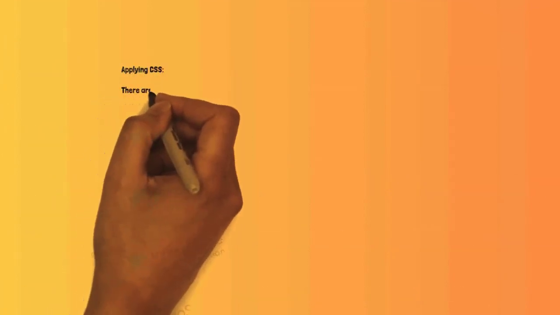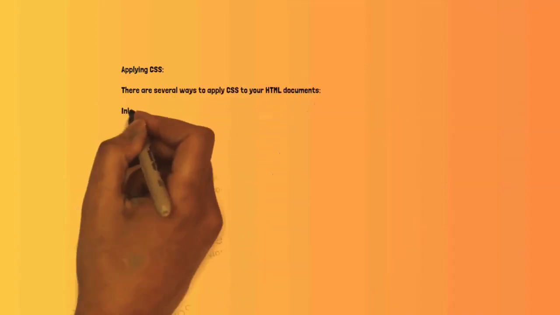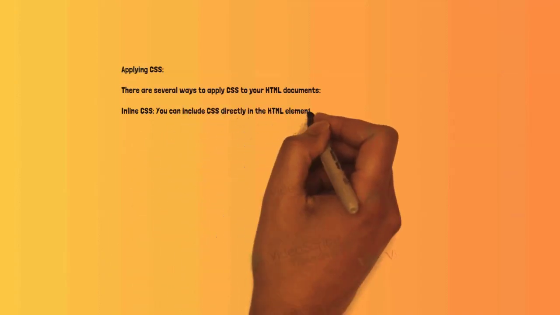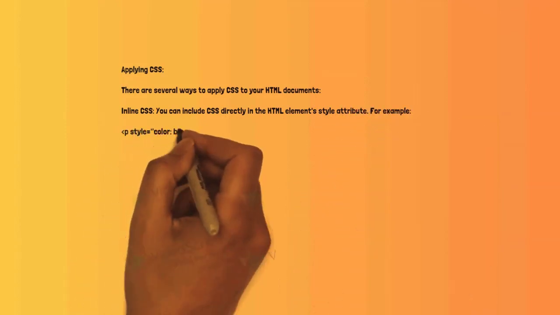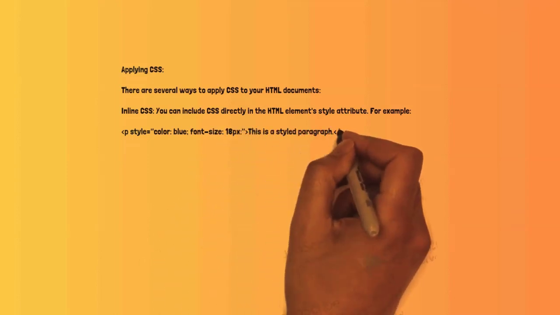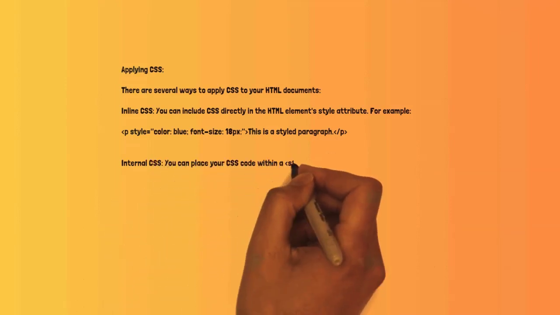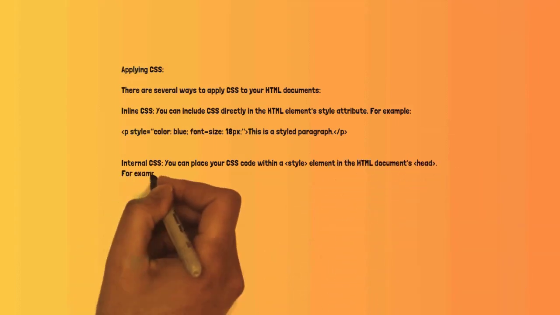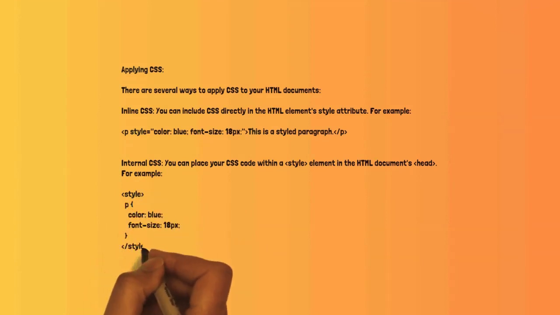How to apply CSS to HTML documents. There are several ways to apply CSS to your HTML documents. One is inline CSS. You can include CSS directly in the HTML element style attribute. For example, as shown here. Another is internal CSS. You can place your CSS code within a style element in the HTML document's head section as shown below.